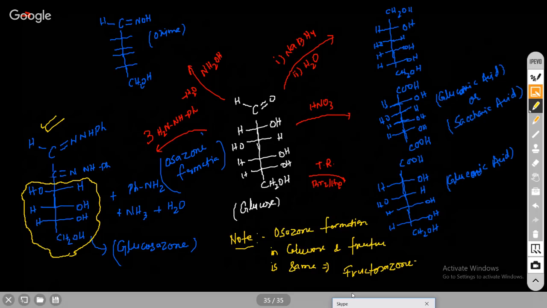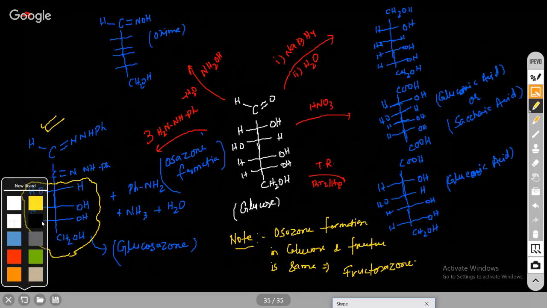Okay. Next, we'll see disaccharides. These are monosaccharides. Disaccharides are what? On hydrolysis, which gives two monosaccharides, right? Or which contains 2 units of monosaccharides, disaccharides.